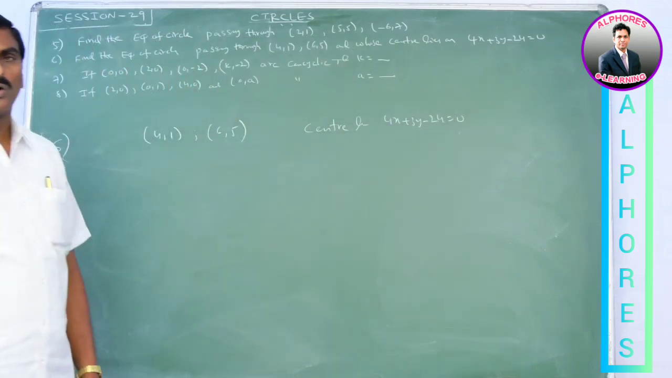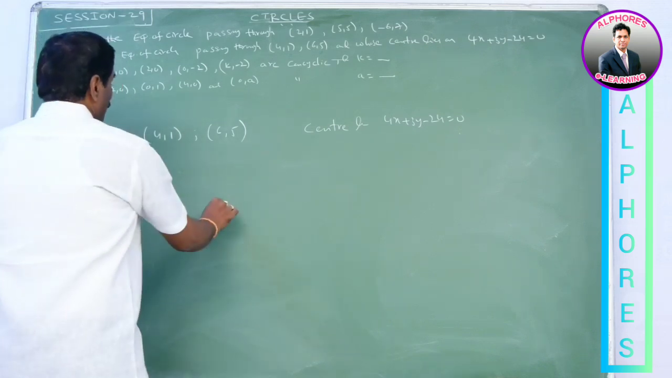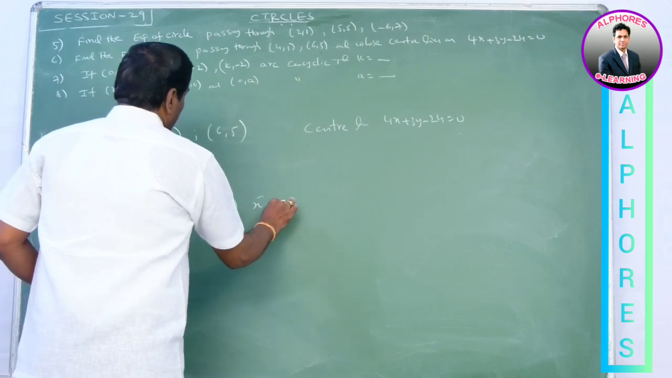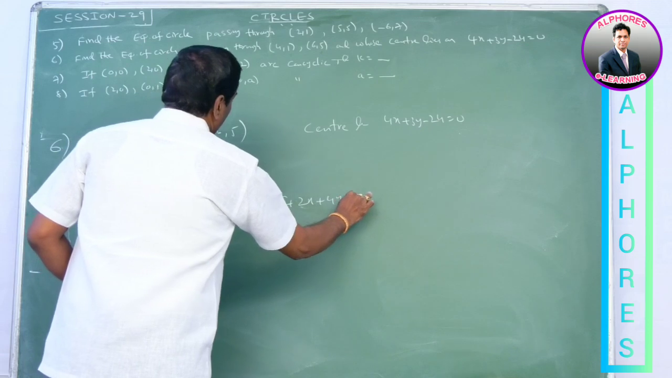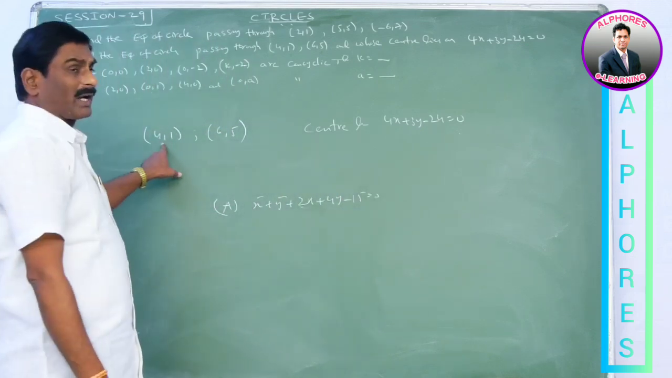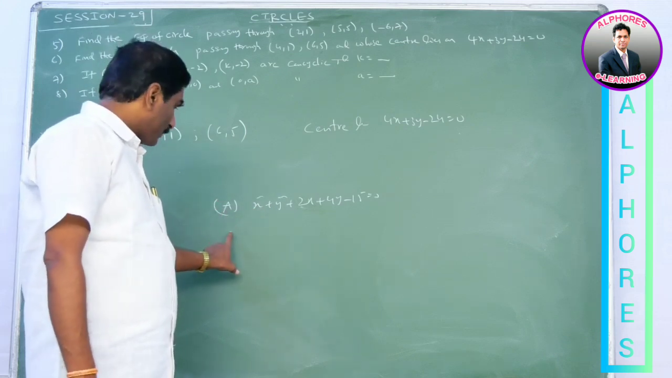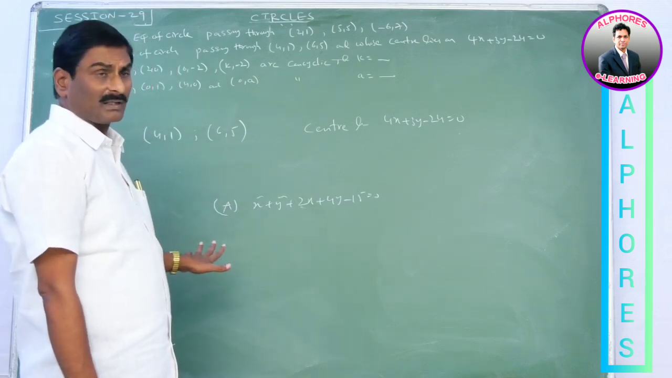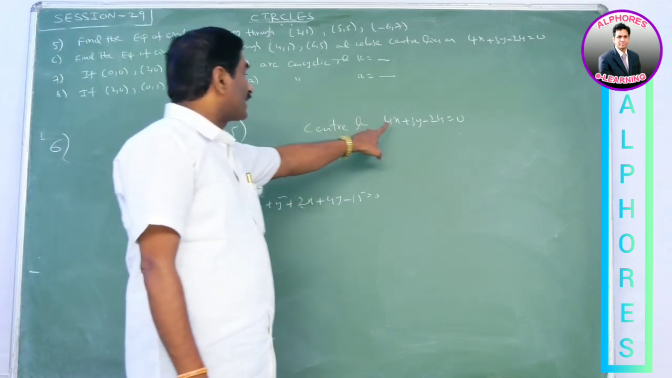In this case also, verify the options. First option: suppose x² + y² + 2x + 4y - 15 = 0. Substitute the point (4, 1) in the first option. If it does not satisfy, it is not the answer. Next B, C, D, verify the options. Similarly (6, 5). Here the center lies on this line.